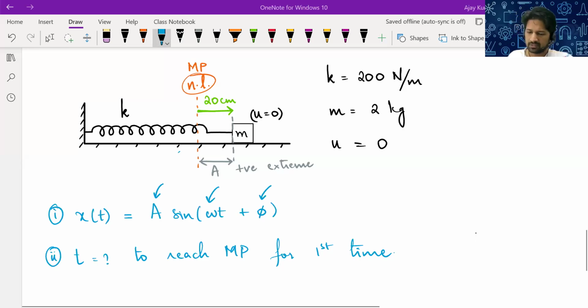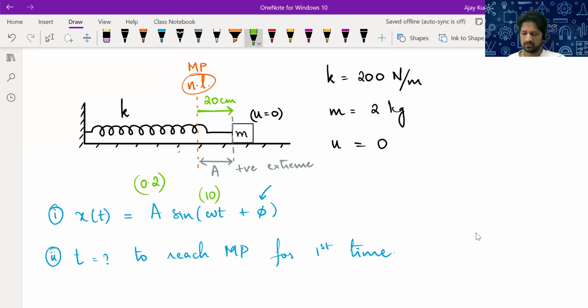We have already calculated the amplitude. It is obvious from the given situation. Distance from mean position to extreme is what you call amplitude. Amplitude is 0.2 meters here. Omega is under root k by m. Omega is 10 radians per second, or simply per second you can write.